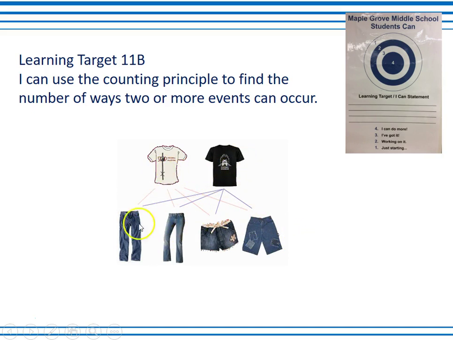If you have two different shirts and four different bottoms, how many are possible? So the white shirt could be matched with these jeans, or it could be matched with these jeans, or it could be matched with these shorts, or it could be matched with these shorts. And then you would look at the black shirt and see the possibilities. So you're looking at the number of combinations of outfits that you could create.